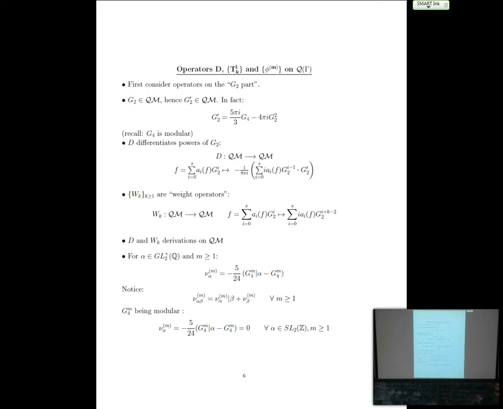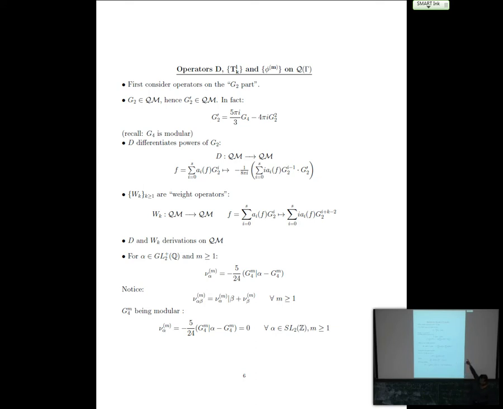Now we know G2 is a quasi-modular form, so its derivative is a quasi-modular form directly. Unlike modular forms, whose derivatives are not modular forms, in quasi-modular forms that is there. So what we notice is that G2 prime, in fact, is equal to, so that's the formula, 5 pi over 3 G4 minus 4 pi i G2 squared. And as you can see, we have written it as a polynomial with coefficients in powers of G2.